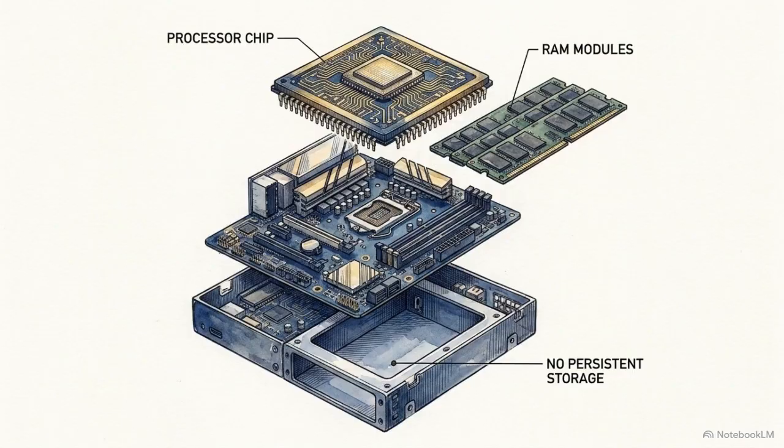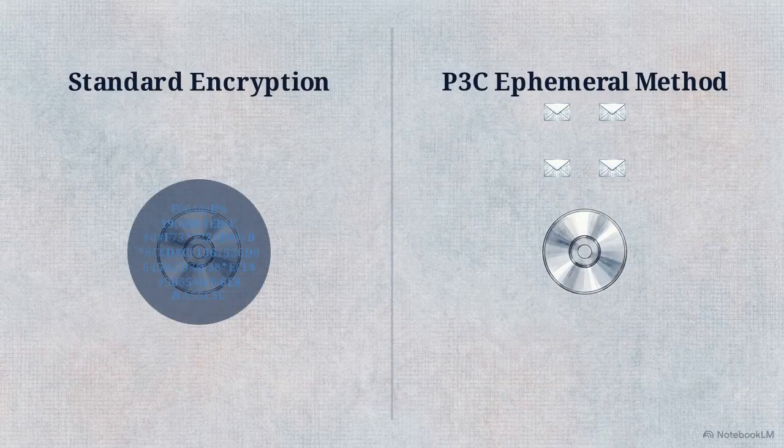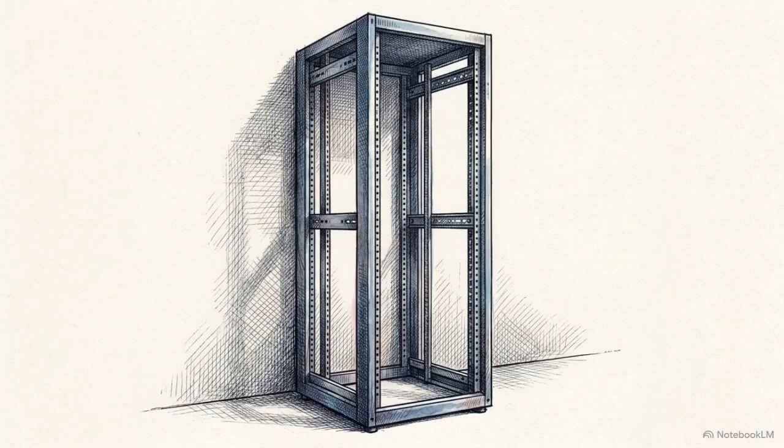By clearing the RAM immediately, the system ensures that raw data is never written to a hard drive or persistent storage. Standard encryption leaves a scrambled file on the disk that could be targeted later. This method removes the data from the physical hardware entirely. This makes data extraction a physical impossibility. The material required for a breach no longer exists.